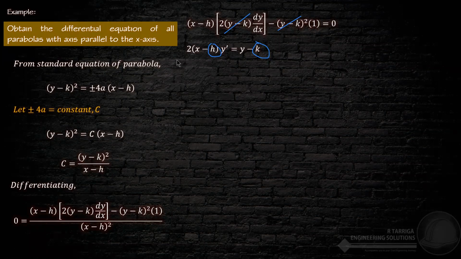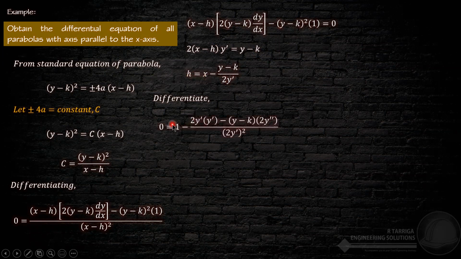So, from that, let's say ito. H, gi-simplify ko na yan. No? Gi-simplify ko na yan. H is equal to x minus y minus k over 2y prime. Differentiate. Okay. So, differential of h is 0. Differential of x is 1. So, magiging u over v pa rin. U over v. Right? So, this will become, ang v is 2y prime and yung u is y minus k. So, that would become, ito.